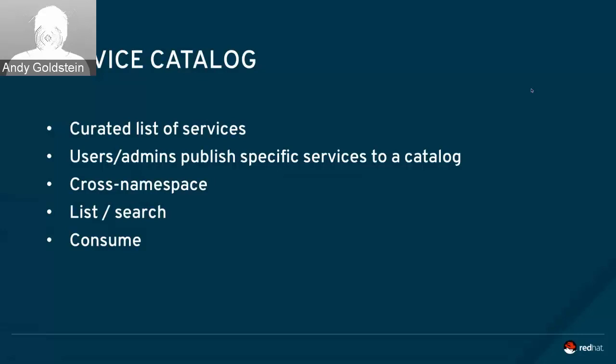The catalogs would be able to display services across multiple namespaces or projects. And so this solves the problem I highlighted before, where if you run OC get services and you only see either services in your namespace or services across multiple namespaces, this solves that problem. And the fact that users are publishing them means it is a curated list. We want to provide the ability to list and search. And then finally, what good would a catalog be if we couldn't actually consume the services in that catalog?